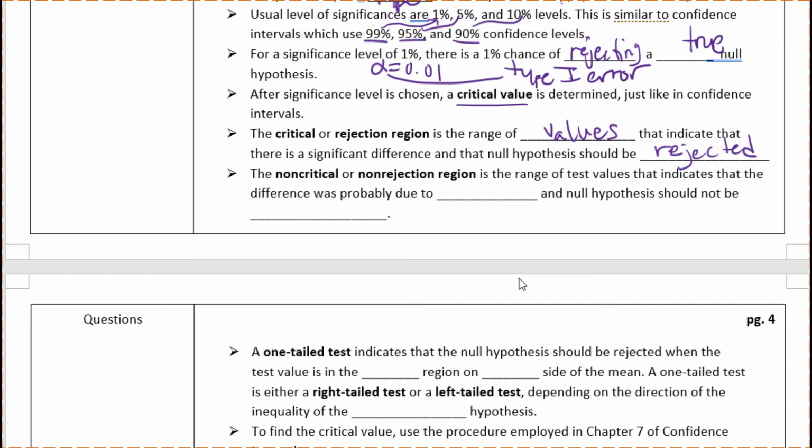The non-critical or non-rejection region is a range of test values that indicates that the difference was probably due to chance and that the null hypothesis should not be rejected. So basically, if you're in the non-critical region, you're failing to reject the null hypothesis, okay? That's why it's called non-rejection. You're not rejecting it. If you're in the critical or rejection region, you're rejecting the null hypothesis. That's basically what it's saying.